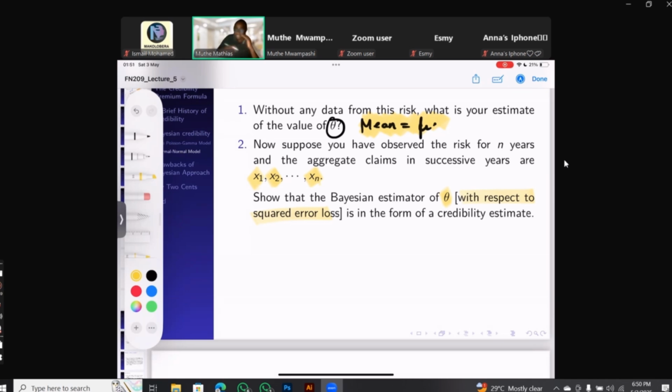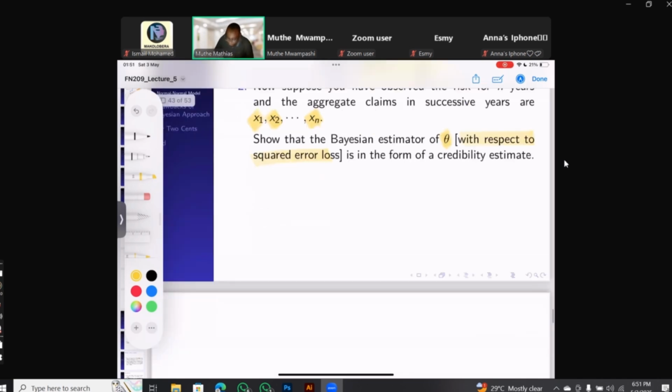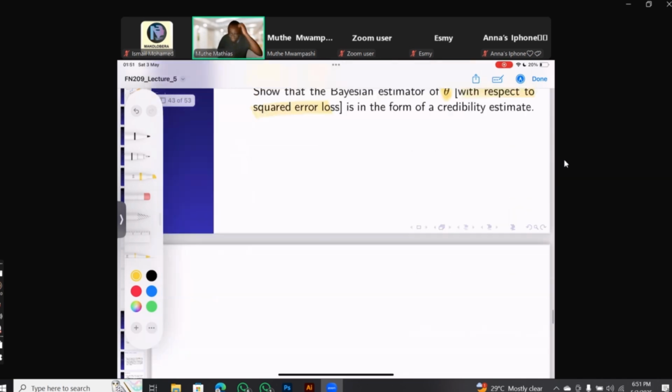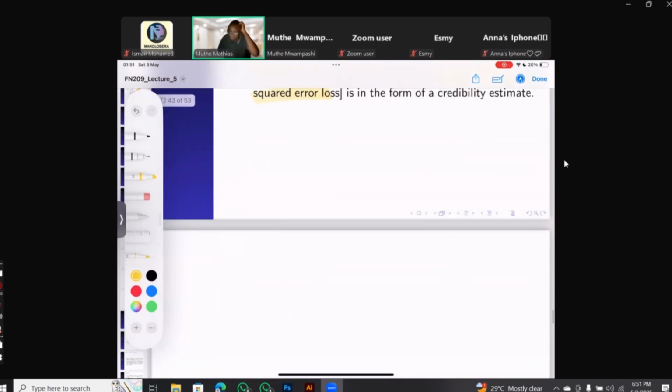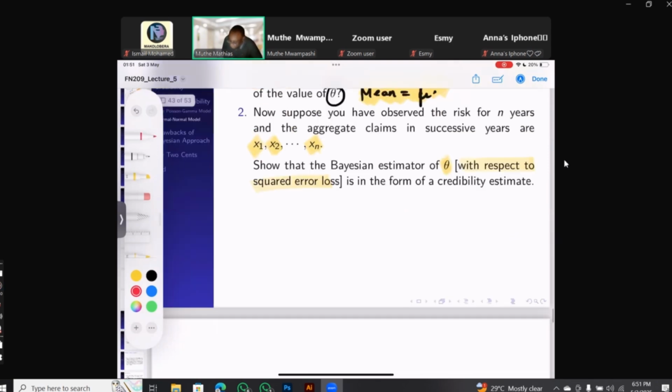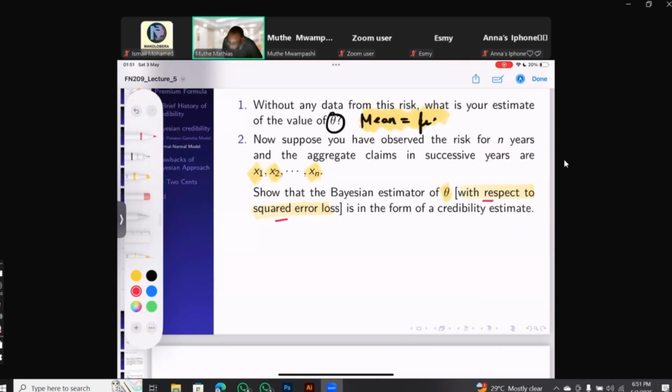Once you understand one thing, I think the other thing becomes very easy. So please bear with me here. We are required to derive a somewhat big formula here, but simple. So we know that with respect to square error loss, the estimator of theta is going to be the mean of the posterior distribution. So we have to find the posterior distribution first of all.